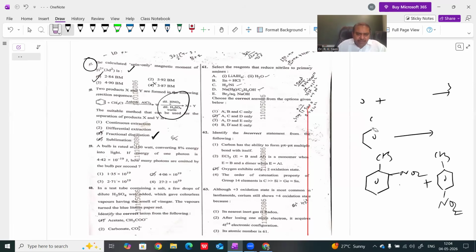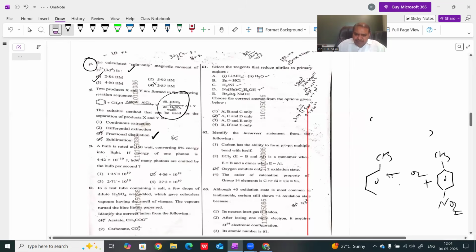Question number next, 59, taken from atomic structure. Simple, very simple.